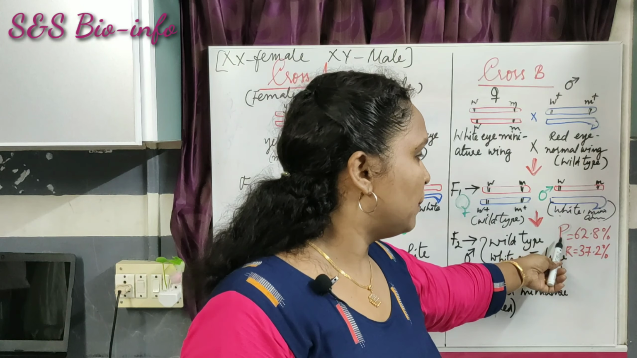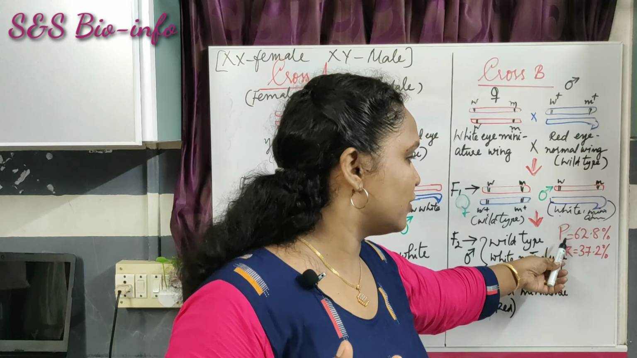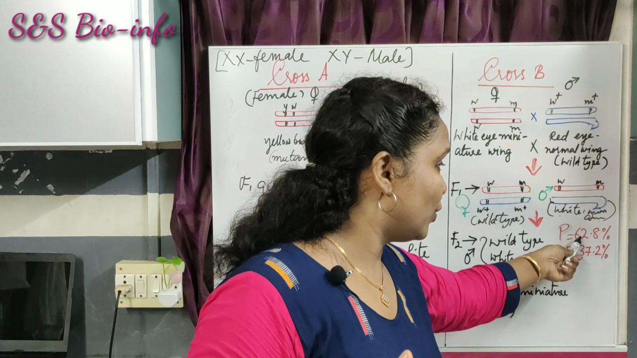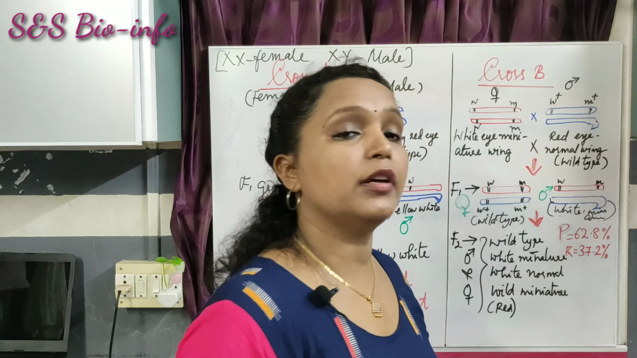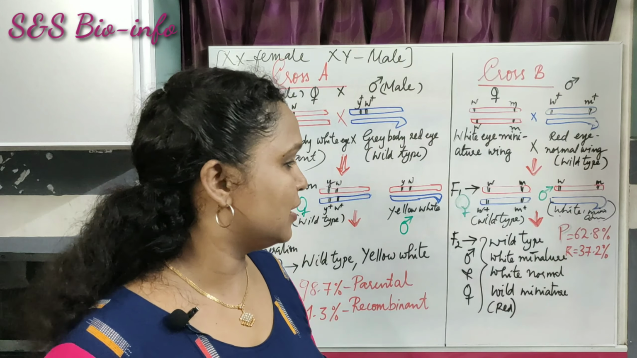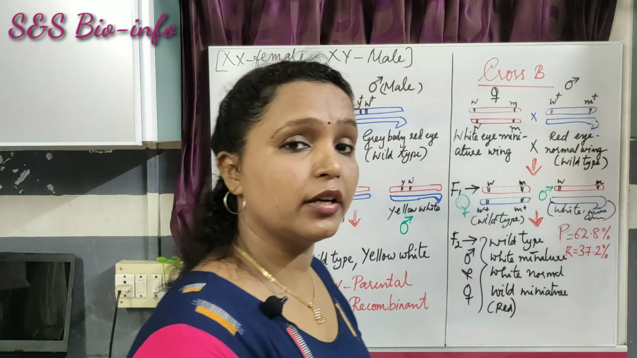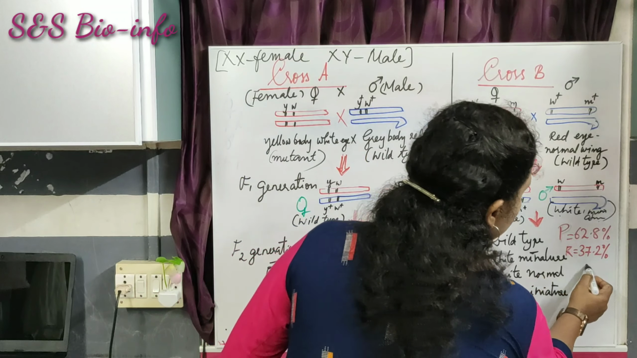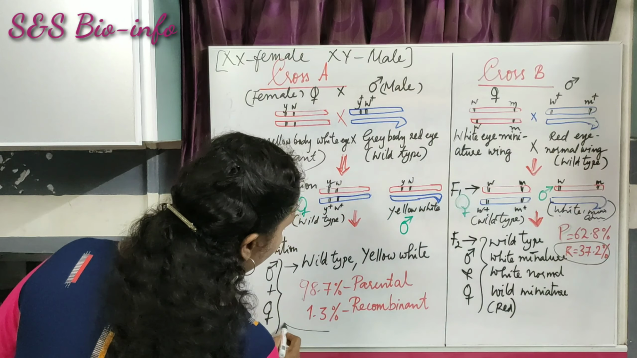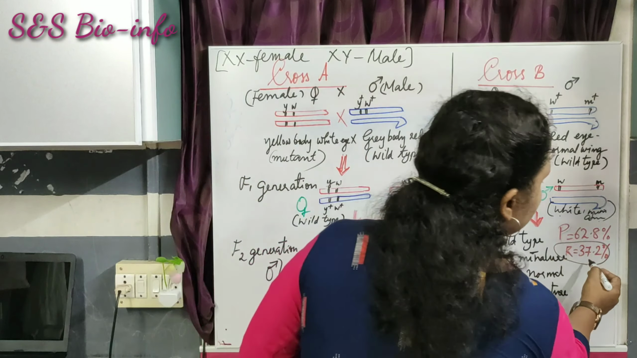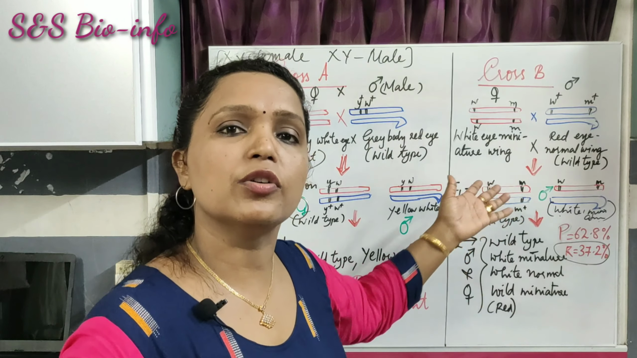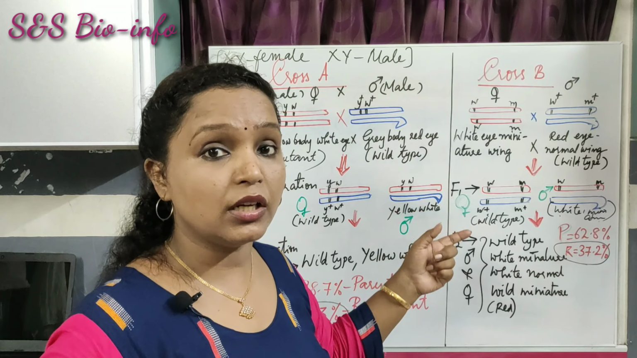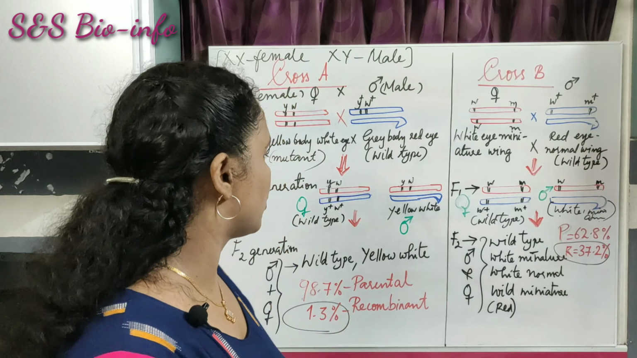Here the parental traits were 62.8% and the recombinant percentage was 37.2%. Compare this with the earlier cross, where it was only 1.3%, and here 37.2%. Why did it happen? Because of the location of the genes on that particular X chromosome.